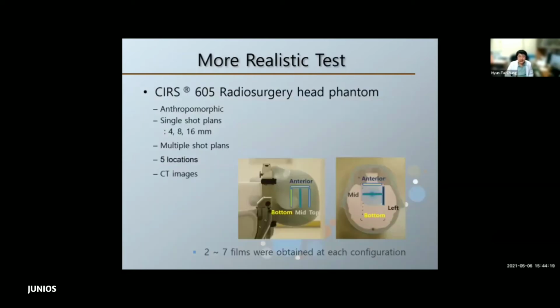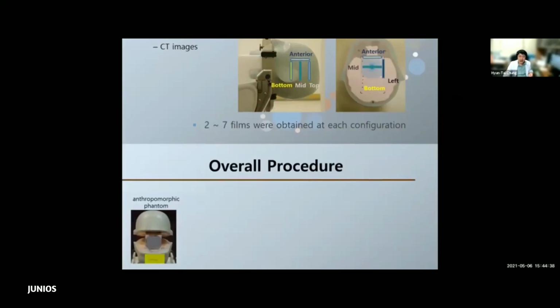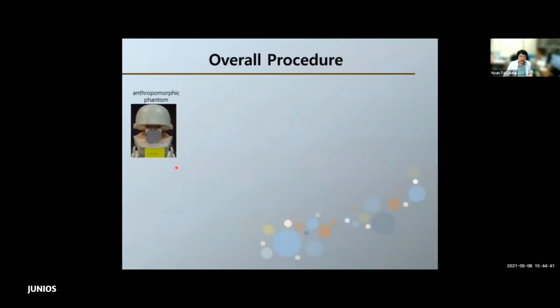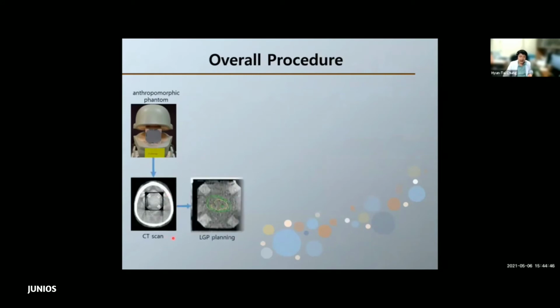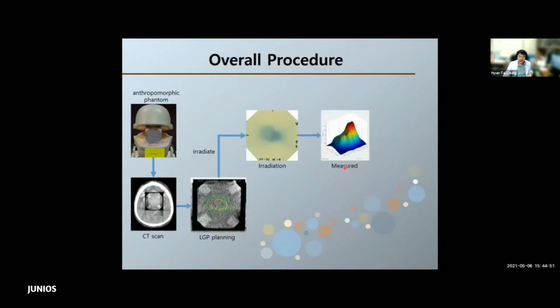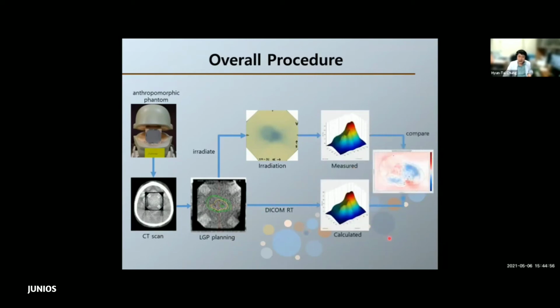But this is just a single shot distribution. We need to check the multiple shot dose distribution in an anthropomorphic phantom rather than a spherical phantom, and not only at the center, but at different locations. So we did this at 5 locations. The process is this. We set a film, actually a dummy film at this time, do a CT scan, make a plan, and then replace it with the real film and get the measured dose distribution. And we have the calculated dose distribution and compare.